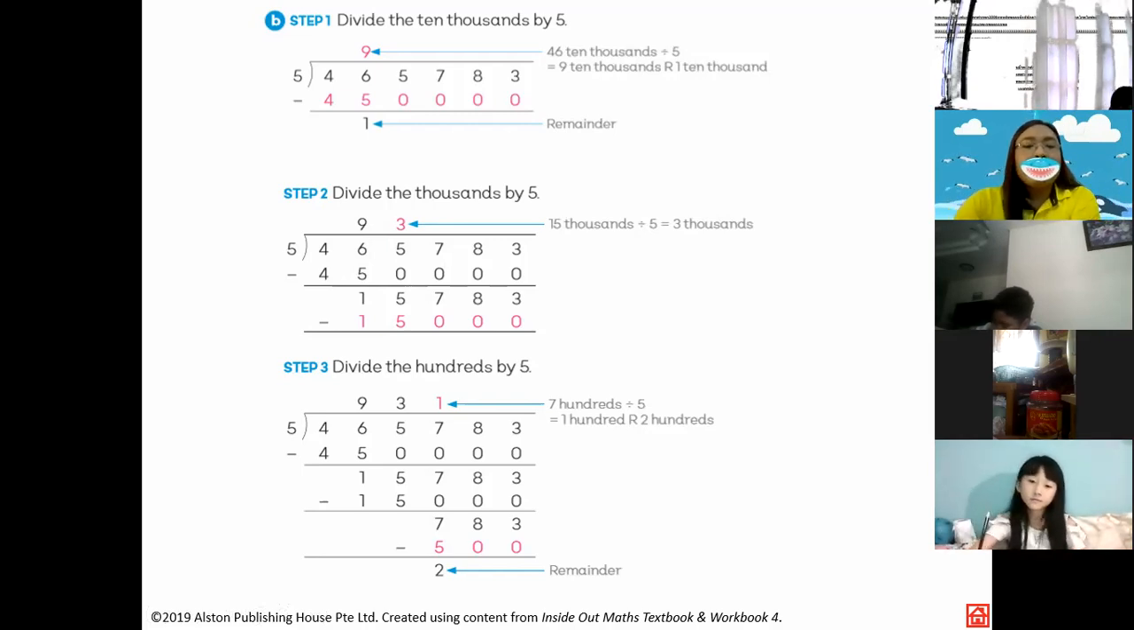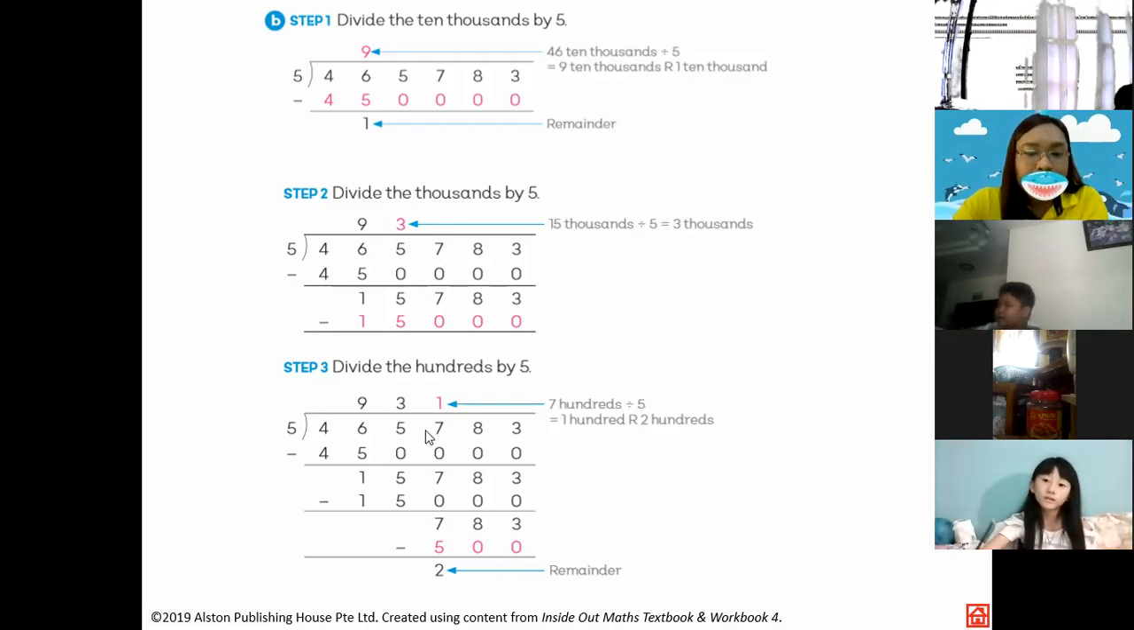Now step number 3, divide the number in the hundreds place. Since 15 minus 15 is 0, all we have to do is bring down 7. So 7 divided by 5 is 1. 1 multiplied by 5 is 5. And then 7 minus 5 is 2. So the new remainder now is 2.